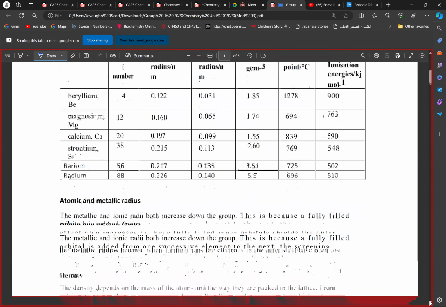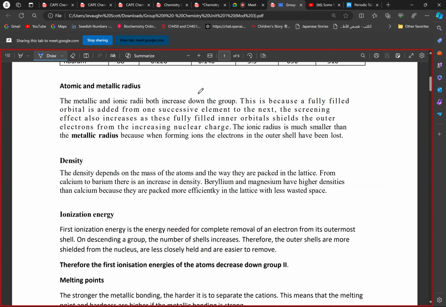Atomic and metallic radius. Now, the metallic and ionic radii both increase down the group. So we know why: successive energy levels, screening effects, and the fact that the orbital shielding is different. Do we have to explain this? We explained this before in group 4, so we don't have to go back through that. Just know that atomic radii increase going down. All right, lovely.